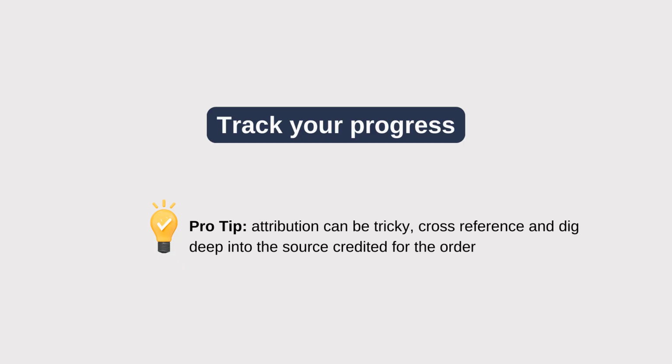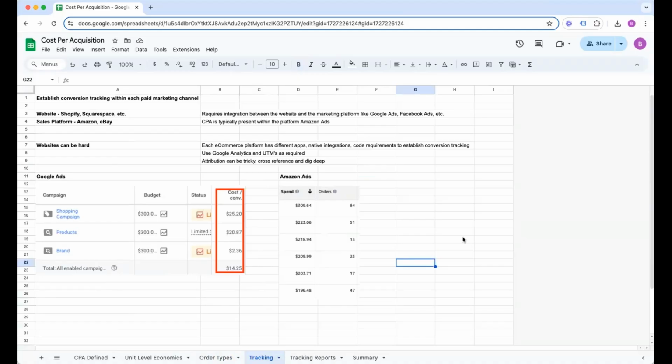All right, so tracking, how do you make progress towards all of this? So you'll need to establish conversion tracking within each of your paid marketing channels. So for example, if you have a website like Shopify, Squarespace, that would mean you'll need to have your Google Ads account, Facebook Ads account, and so on integrated into your website in such a way where those marketing platforms can see what's happening. Particularly, they can see when an order happens and how much someone spent, the revenue.